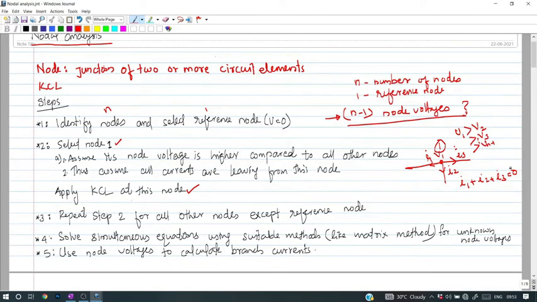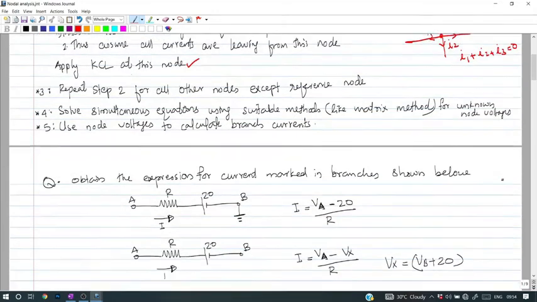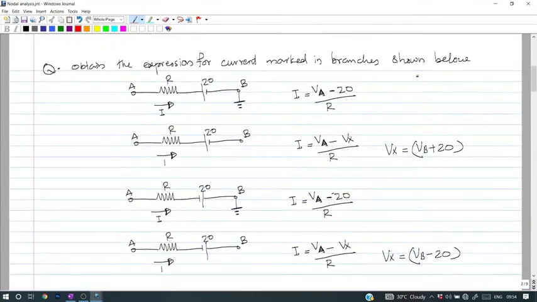Before solving a given electrical network by means of nodal analysis, first of all, let's see some branches in a given electrical network. How to find the branch current if the branch is constituted by a resistor or passive elements and voltage sources. For that, let's consider this question. Obtain the expression for the current marked in the branches as shown below. Here the branch ends are A and B.